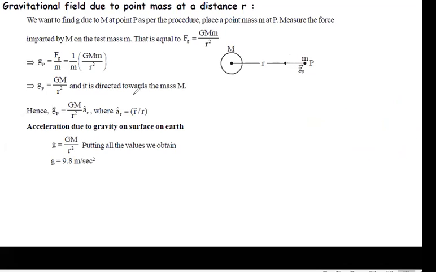It will be force per unit mass only. Now, for point mass, it is always F by M, which is force per unit mass. Got it, everyone? Tell me, got it? So this is the formula for point mass. G P means point mass. I hope everyone is clear about this, right?